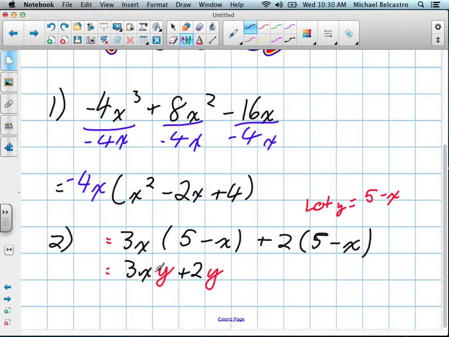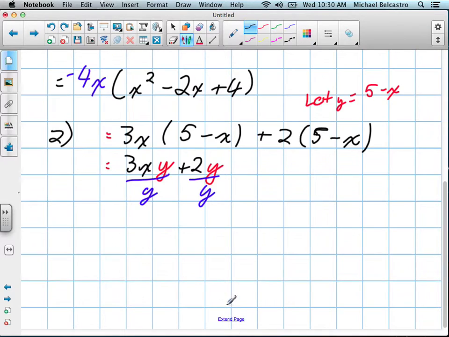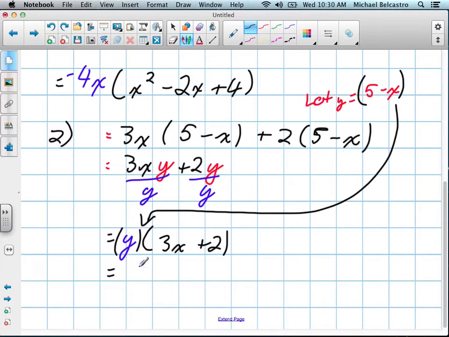When we look at this, what can I factor out of both of those terms? Y. We can factor y out of both. Okay? So since we can factor y out of both, y comes to the front of our equation, and we're left with 3x plus 2. Well, technically y wasn't just a value of y, it stood for something. So we're going to plug that value back in for y. When I plug this in for my y value, I get (5 minus x)(3x plus 2).